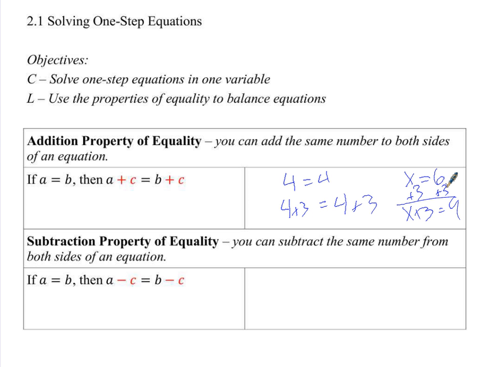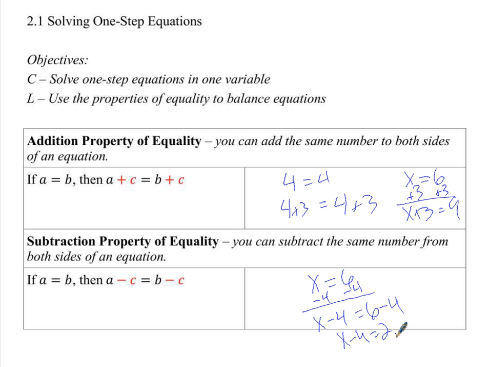The subtraction property of equality is the same kind of thing. It's just that we're subtracting now. You can subtract the same number from both sides of an equation. So if I have a equals b over here, and then I subtract some number c from a, and I subtract the same number c from b, I will wind up with a true statement. So if I have something like x equals 6 again, and this time I subtract 4 from both sides, then what I get is x minus 4 equals 6 minus 4, which is 2. So I get x minus 4 equals 2.